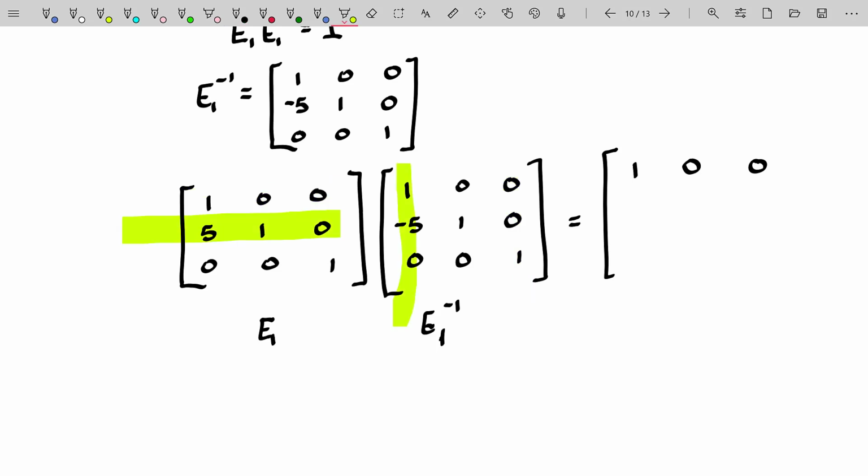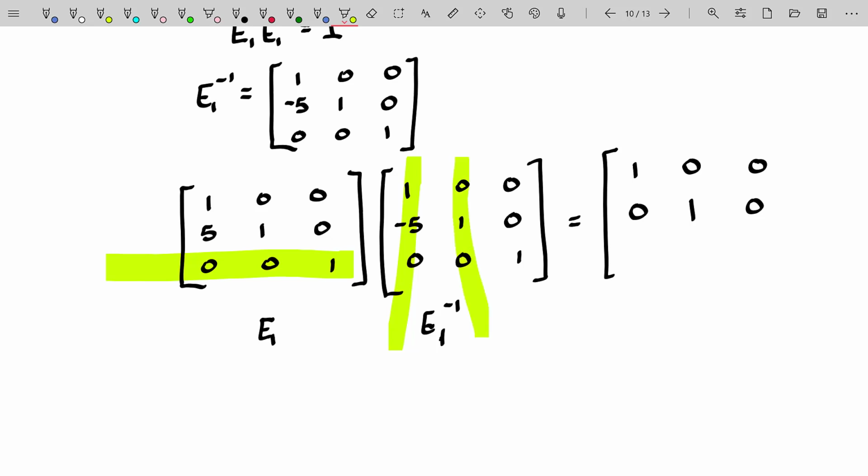Now we move our attention to row 2, column 1. That's going to be 5 minus 5 plus 0, which is 0. Row 2, column 2, that's going to be 1. Row 2, column 3, that's going to be 0. Row 3, column 1, that'll be 0. Row 3, column 2, that will be 0. And row 3, column 3 will be 1.